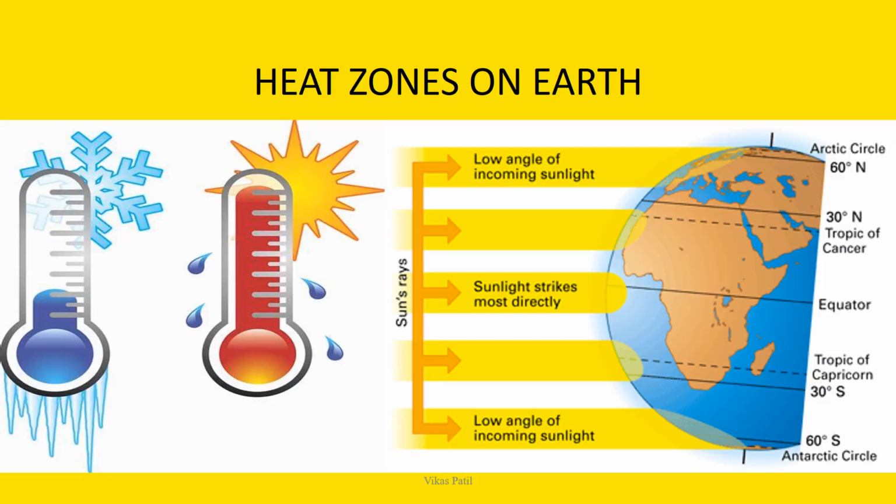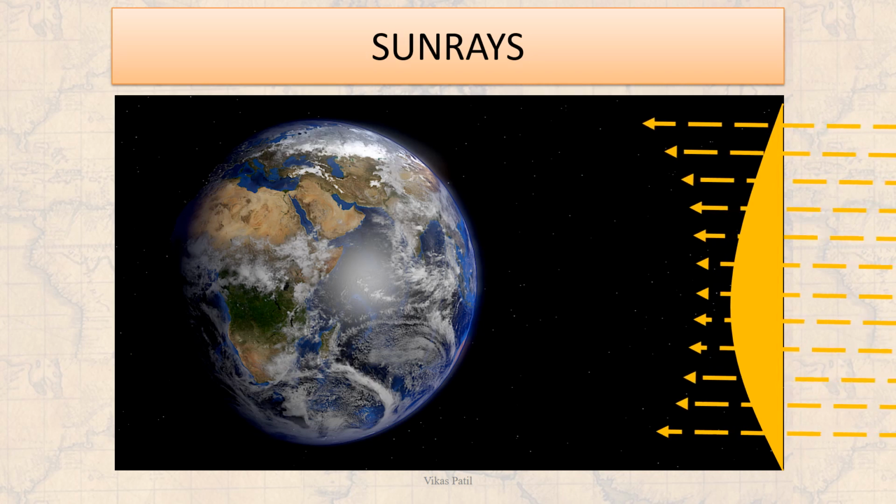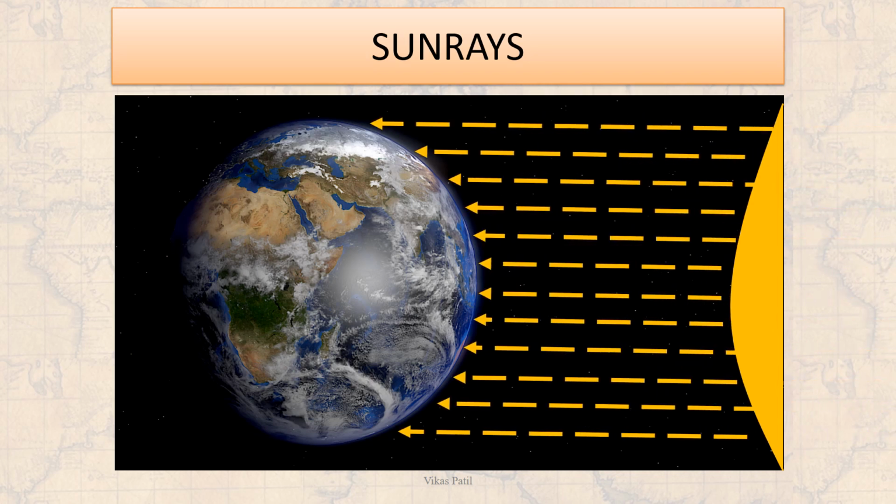In this video, we are going to explore the heat zones of Earth. As we all know, the sun rays travel straight from the sun towards the Earth. Now because of the spherical shape of the Earth, these sun rays strike the Earth's surface at different angles at different places.